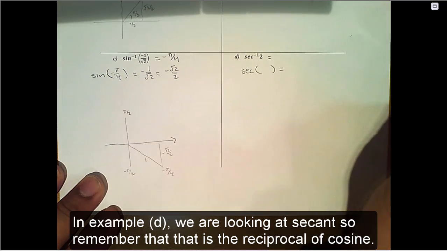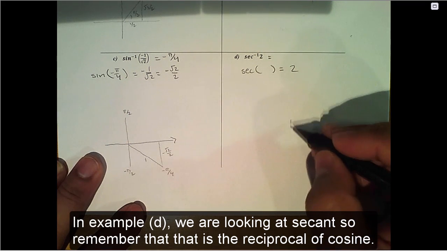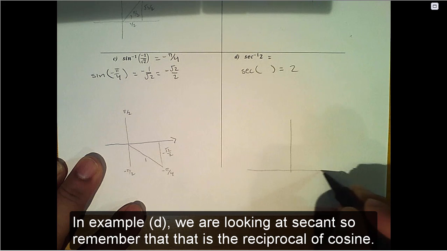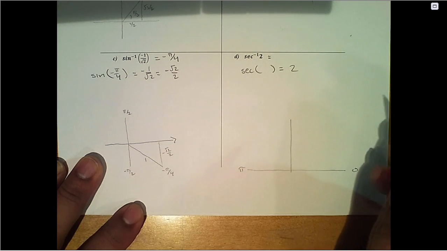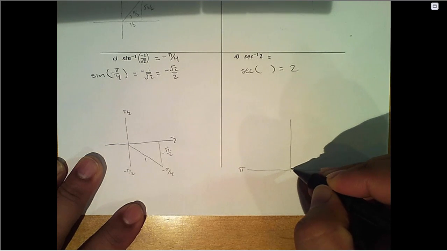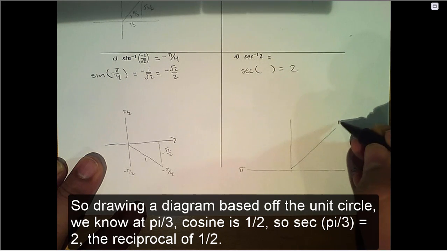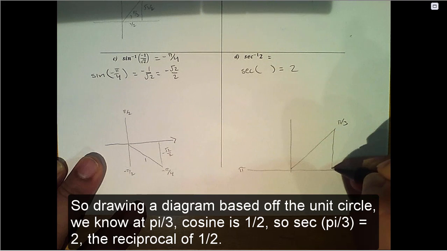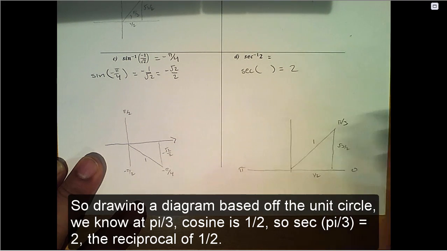In example D, we are looking at secant, so remember that this is the reciprocal of cosine. So drawing a diagram based off the unit circle, we know at pi over 3, cosine is 1/2, so secant of pi over 3 will be 2, the reciprocal of 1/2.